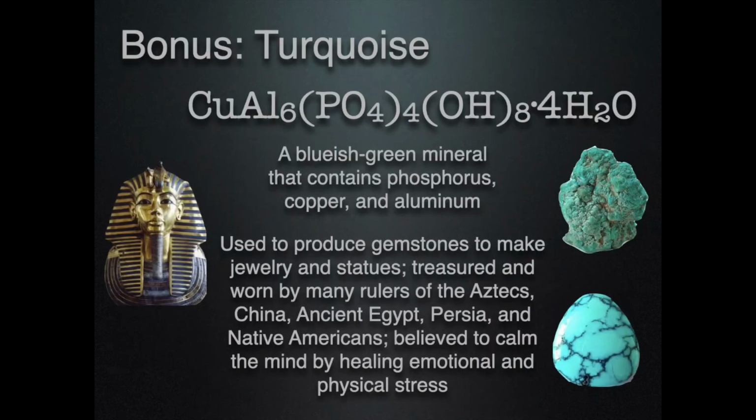Now here's a little bonus. What we have here is turquoise. Turquoise is, as you can see, a very long empirical formula, also bonding with water. It has copper in it, and that may lend itself to this bluish green color of this mineral. Very beautiful color used in jewelry and statues.